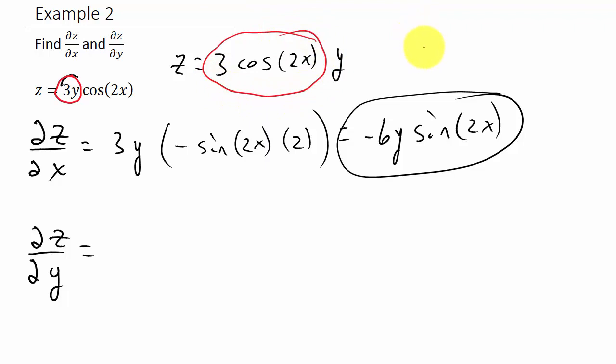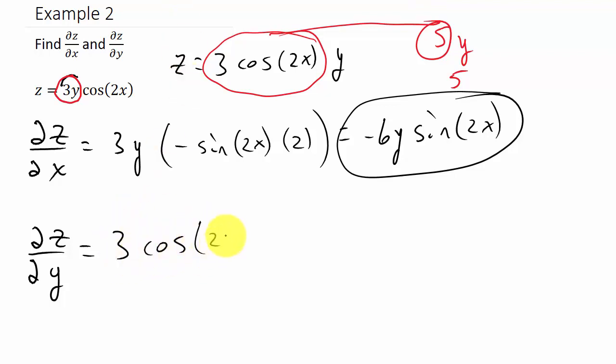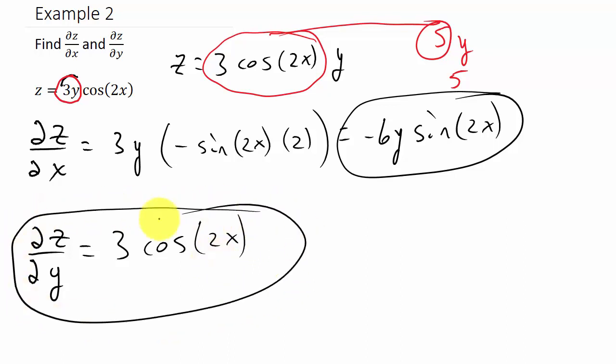So let me ask you this. Let's say we had 5y. What would be the derivative of 5y, the partial with respect to y? It would just be 5. That's all this is. This is just like that 5 there. So the derivative is just 3 cosine 2x. And that would be your solution.